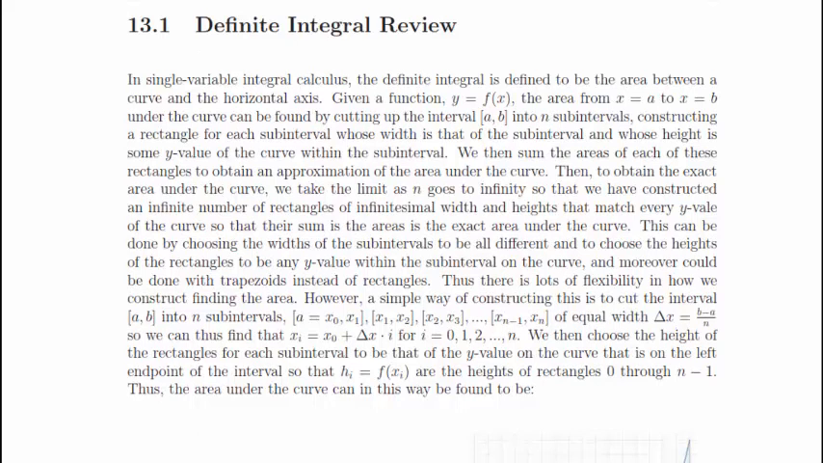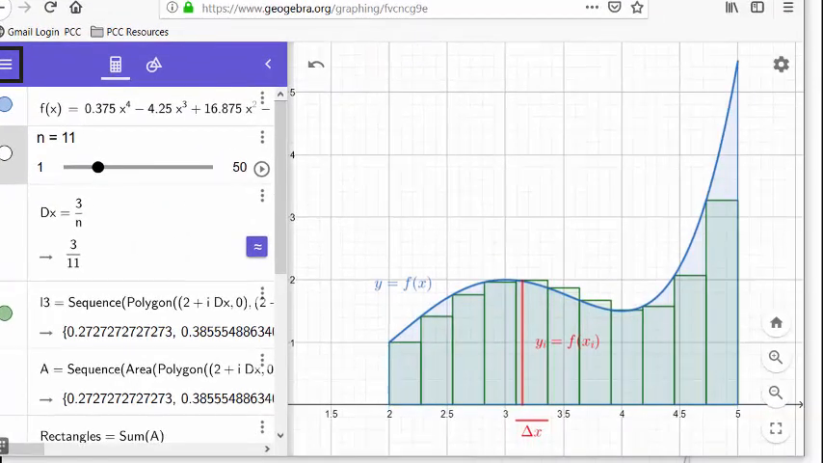Section 13.1, definite integral review. In single variable integral calculus, the definite integral is defined to be the area between a curve and the horizontal axis. And we can have negative area too, so if we're below the x-axis, then we consider that negative area. If we wanted to find it as a positive area, we would just negate it. But given a function y equals f of x, the area from x equals a to x equals b under the curve can be found by cutting up the interval a comma b into n subintervals, constructing a rectangle for each subinterval whose width is that of the subinterval and whose height is some y value of the curve within the subinterval. Let's take a look at the graph so we can see what's going on here.